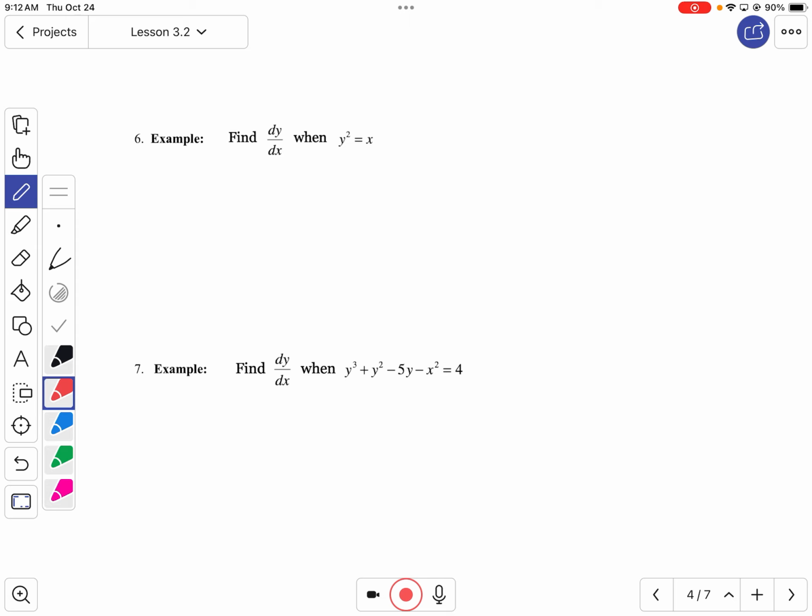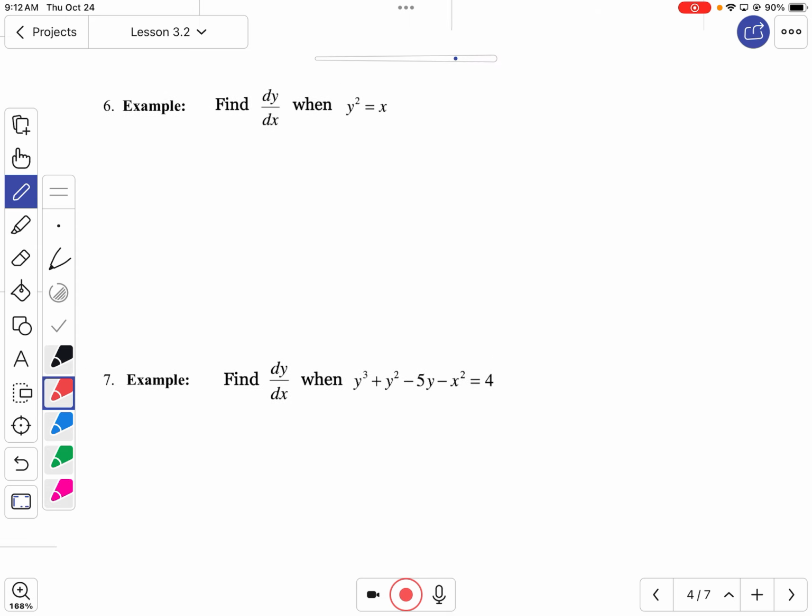So find dy dx when y squared is equal to x. Okay? So let's just walk through it a piece at a time. We're going to take the derivative of everything. If I have a y term, I tag a dy dx on it because it's the chain rule. So what would be the derivative of y squared? 2y, and we're going to keep a dy dx. And what's the derivative of x? 1. We want to get dy dx by itself. So what would I do? Divide by 2y, and you're done.